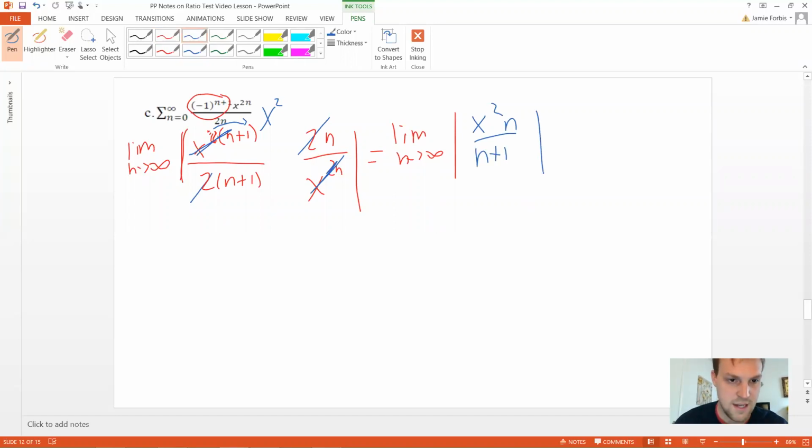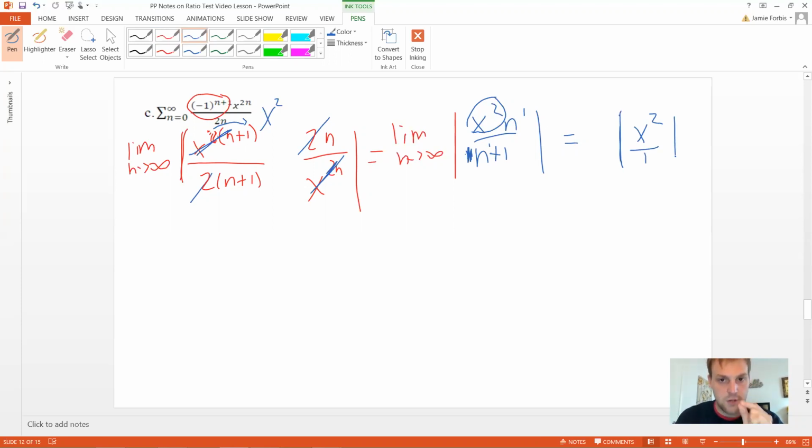Okay, if I were to expand out that x to the 2n plus 2 power, the 2n power would cancel out and I'm left with x squared. Now, if I'm taking the limit of this as we approach infinity, the leading coefficients here are what we're going to take because it's the same power on top and bottom. So this limit is equivalent to the absolute value of x squared over 1.